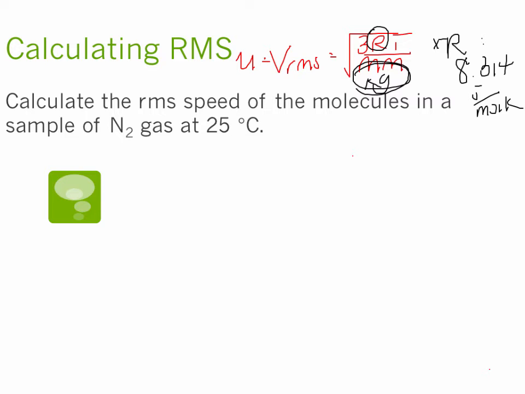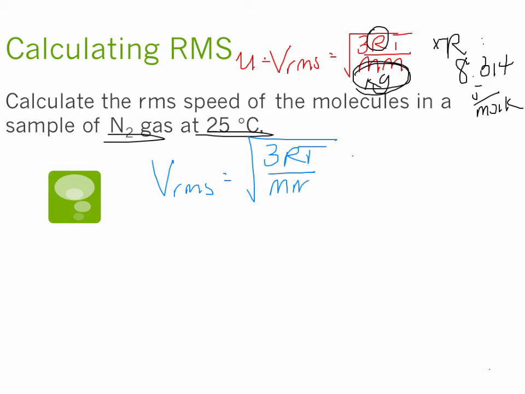So let's go ahead and calculate the root mean squared speed of the molecules in a sample of N2 gas at 25 degrees Celsius. My V_RMS is equal to the square root of 3RT over my molar mass in kilograms. See if you can set this problem up, putting in your R, being careful with your T, checking your units, and putting in your molar mass in kilograms. We get 3 times 8.314 times 298 Kelvin, since 25 degrees Celsius is 298 Kelvin. Don't forget to convert Celsius to Kelvin.